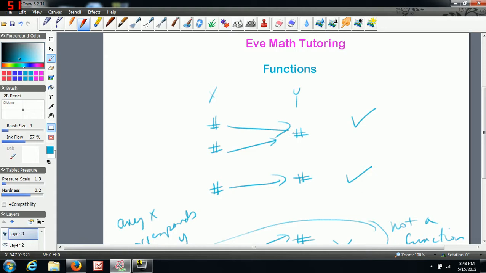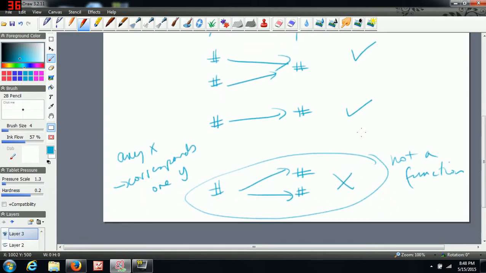Even if it's the same y value for two different x's, that's fine. However, if you've got an x that corresponds to two different y's, that's when you know that you're not dealing with a function. Because for functions you would only have these types of situations here. So I hope that helps you understand what a function is.